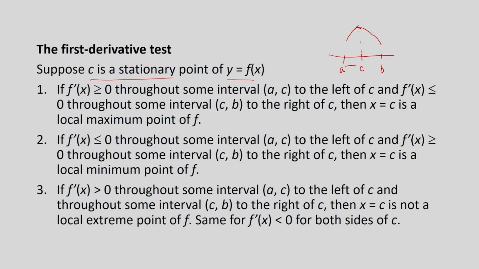And what happens if you are trying to get the minimum point? This is the second point. If f dash of x is less than or equal to 0 throughout some interval a to c to the left of c, and f dash of x is greater than or equal to 0 throughout some interval c to b to the right of c, then x is equal to c is a local minimum point of f. So, this can be easily seen. It is just the opposite of what we have discussed.